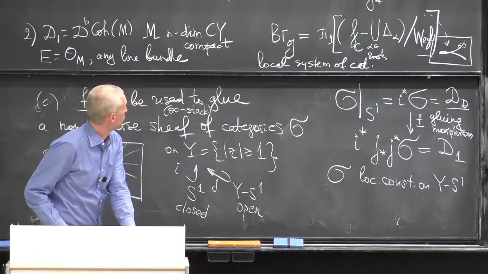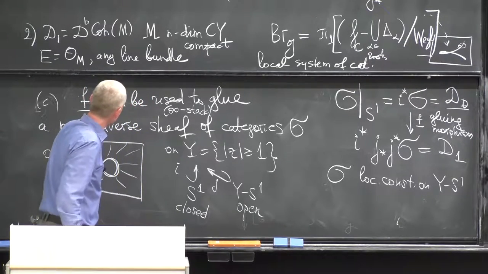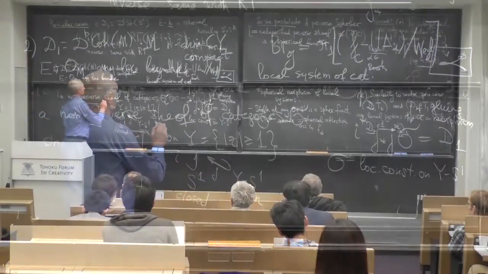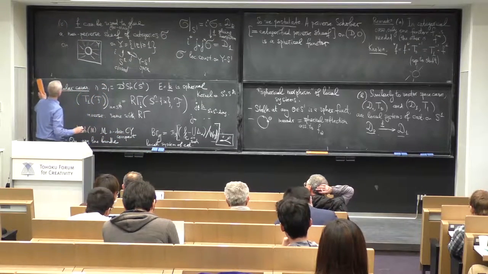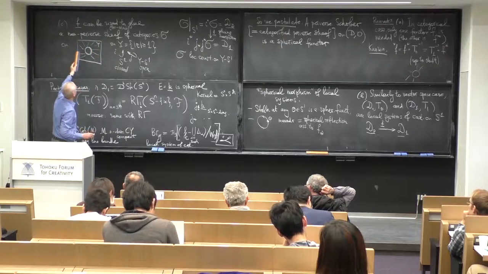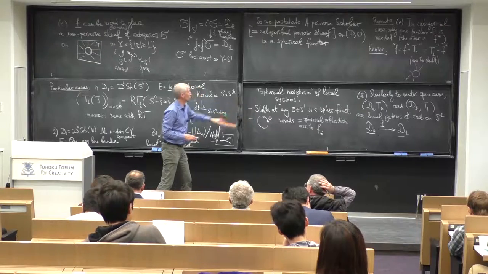So instead of talking about spherical functors, we can now talk about spherical sheaves on this type of model surface, on the surface Y. It's a sheaf which is locally constant on the circle, locally constant outside, and such that the gluing map is a spherical morphism of local systems.